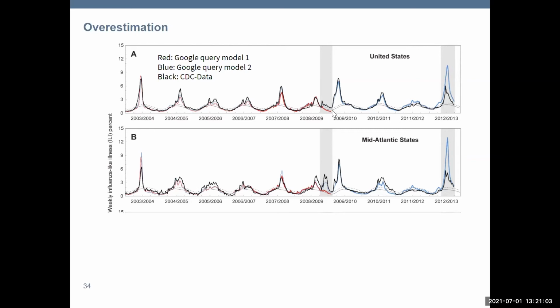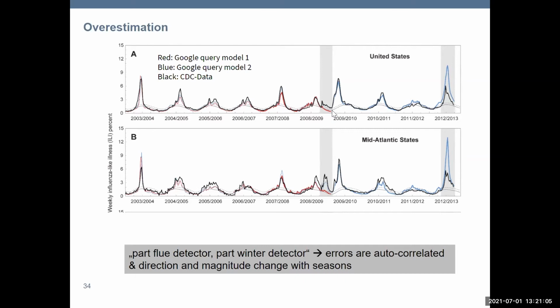So, long story short, research afterwards came to the conclusion that this basically was part of a flu detector, but part of it was also just a winter detector, and that it was also kind of a media detector. And the errors were autocorrelated, and even worse, they changed direction and magnitude with seasons. So they were not even uncorrelated from themselves from the previous week, for example.